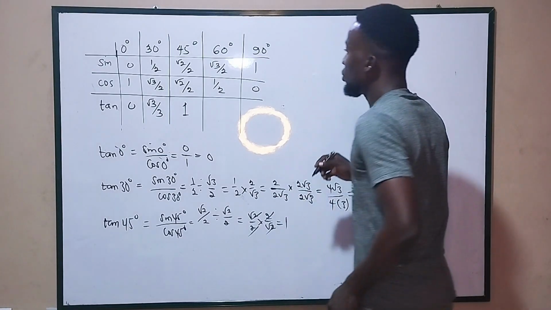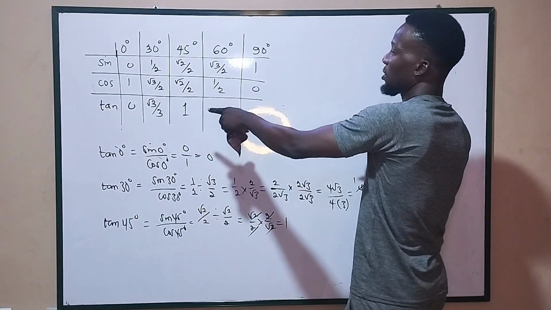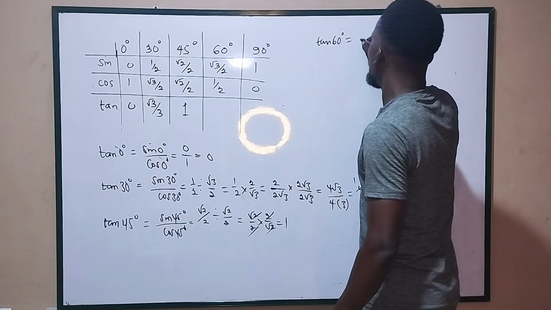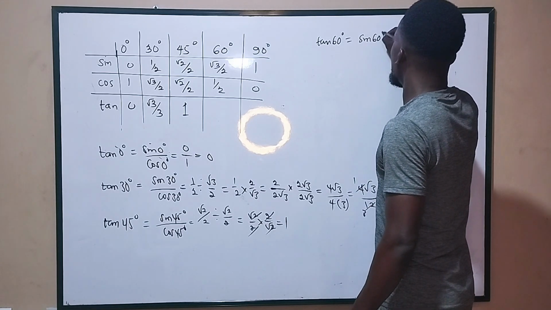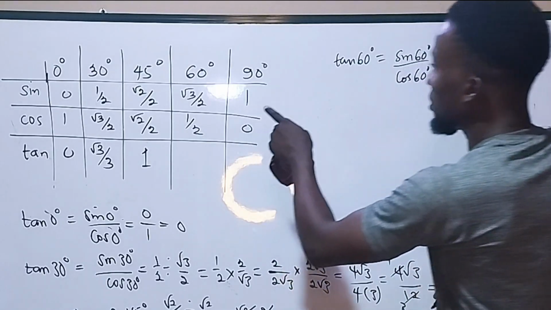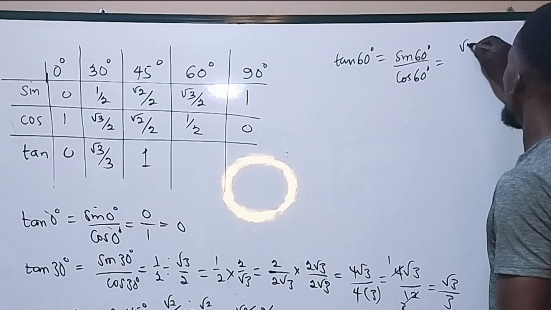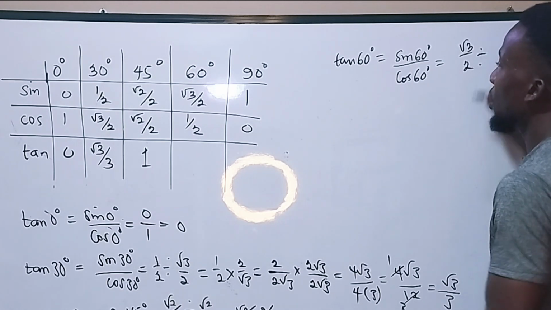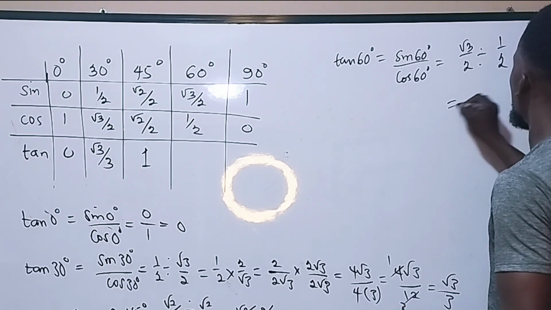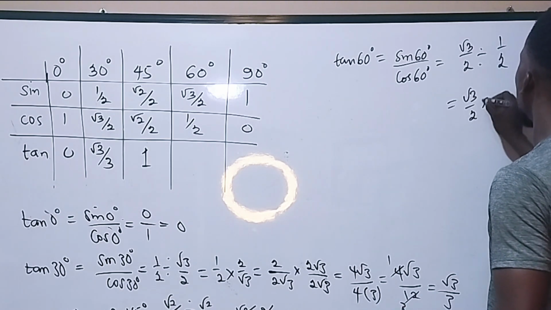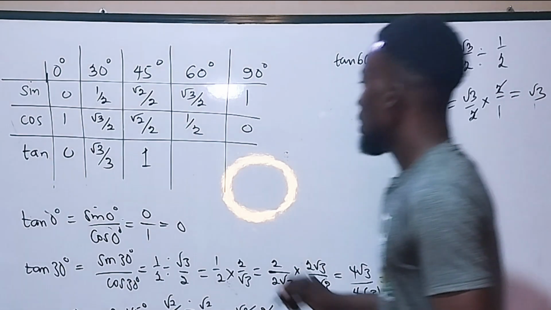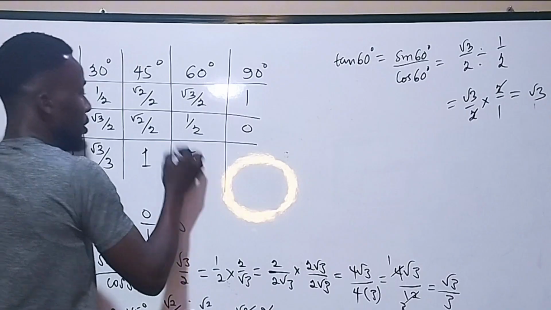So for the next one, we have sine 60 divided by cos 60. So we are looking for tan 60 degrees. And that will be what? Sine 60 degrees over cos 60 degrees. And what is sine 60 degree? That is root 3 over 2 divided by cos 60 degree, which is 1 over 2. And that will give us root 3 over 2 times 2 over 1. And this cancels this, so we have root 3 left. So this guy is root 3.